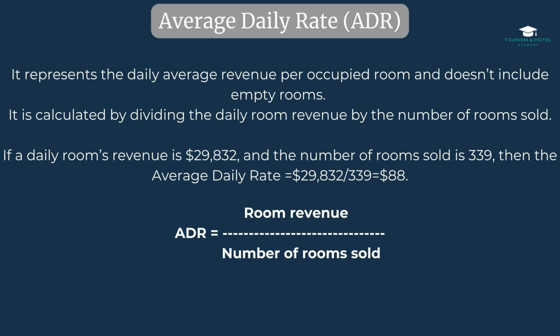If a daily room's revenue is $29,832 and the number of rooms sold is 339, then the average daily rate equals $29,832 divided by 339, which equals $88. So, average daily rate equals room revenue divided by number of rooms sold.